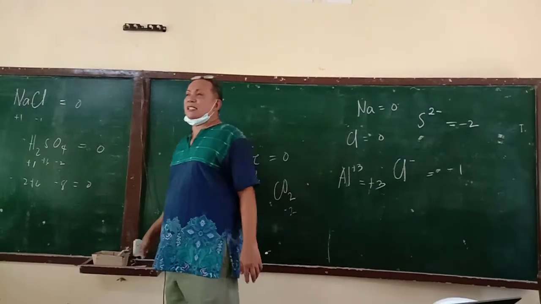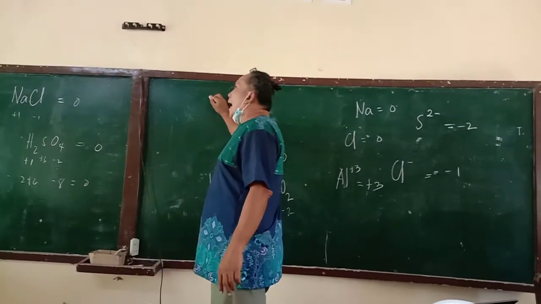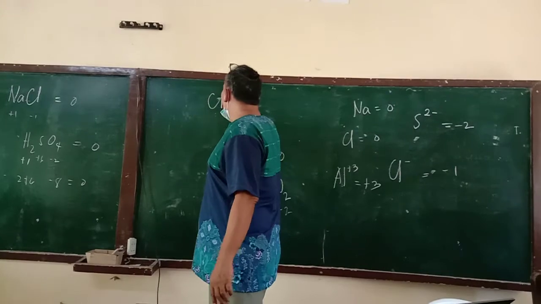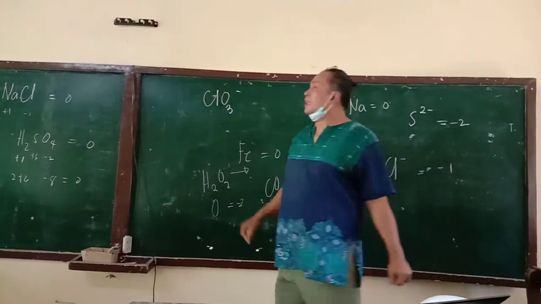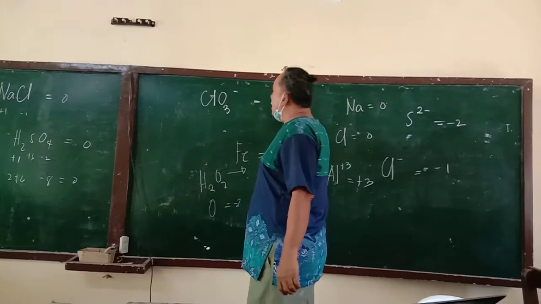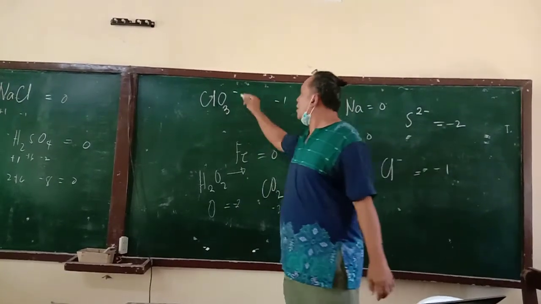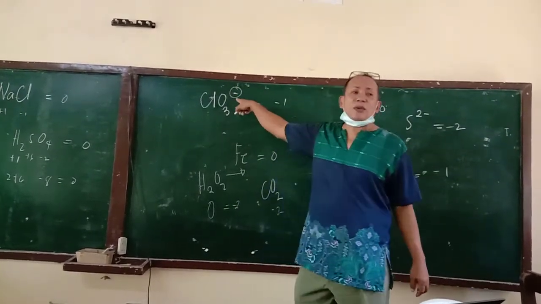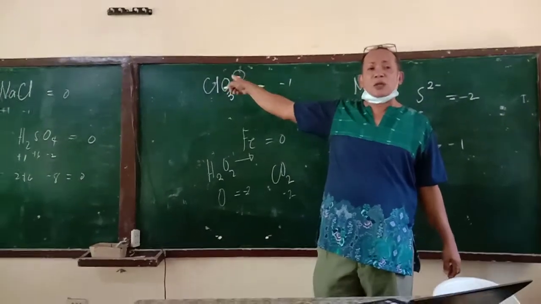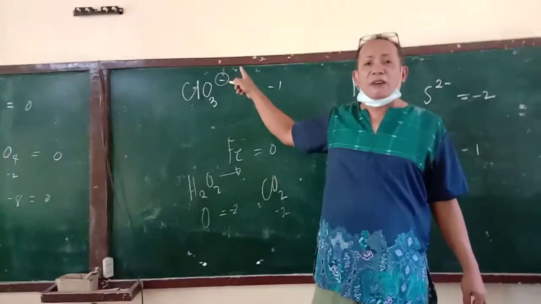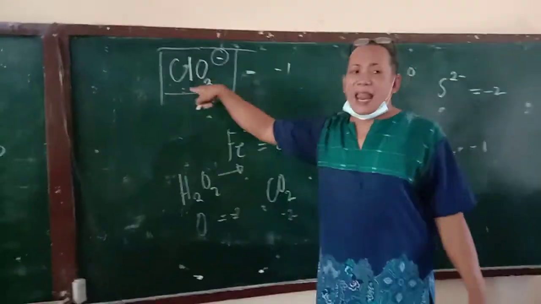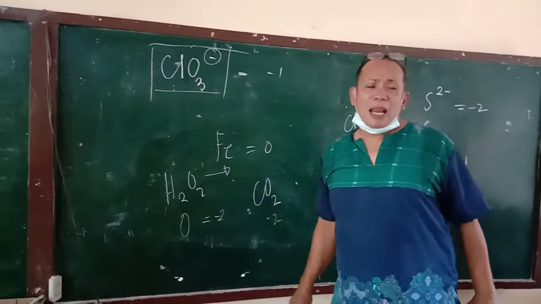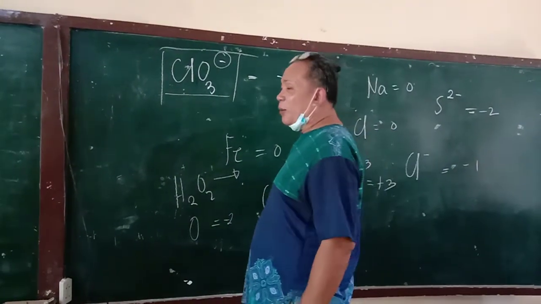For example, ClO3 negative. Meaning, the total oxidation number is -1. Why? Because this also represents the total oxidation number of the whole thing. Chlorate. So, since it is -1, this is what we will do.